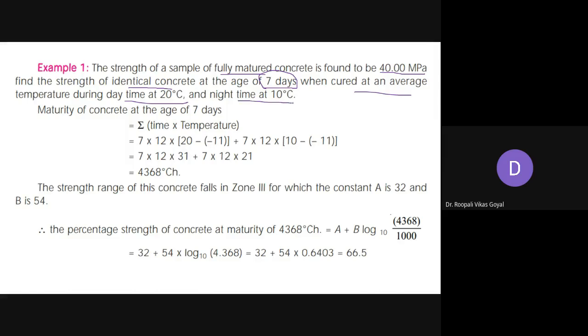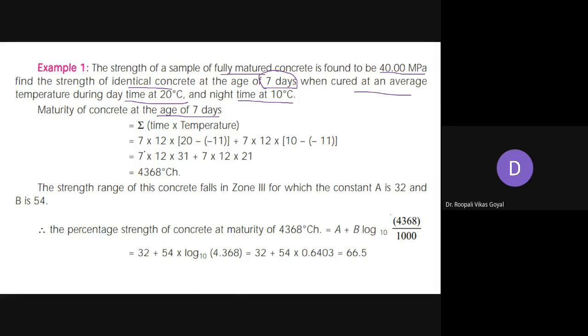So you have to first understand the example, what data are given and what you have to find. The data given is that the fully matured concrete has a strength of 40 MPa. You have to find out the strength of the identical concrete after 7 days, and that will give you the answer in percentage. Its curing temperatures are given for 7 days. So here we have to first find out the maturity of concrete at the age of 7 days. We have the data for the 7 days for which this concrete is being cured.